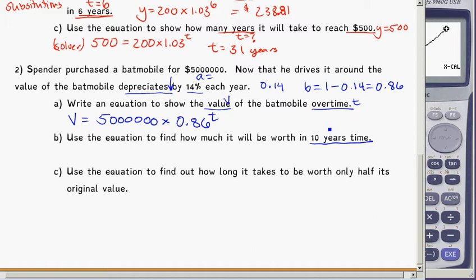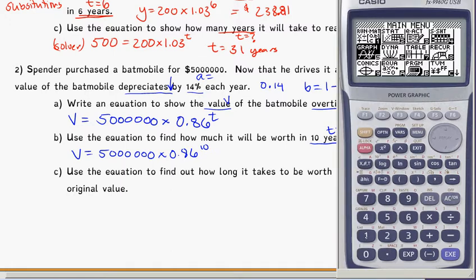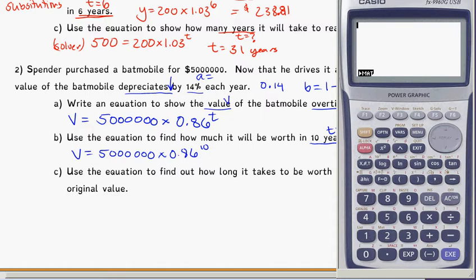Use the equation here to find out how much it'll be worth in 10 years' time. So here I'm looking, they told me that t is equal to 10, so let's plug that in. The value is equal to 5 million times 0.86 to the power of 10. And because there's no rearranging there, we can just go straight to the normal calculator and plug that in. 5 million times 0.86 to the power of, using the little hat key, to the power of 10.